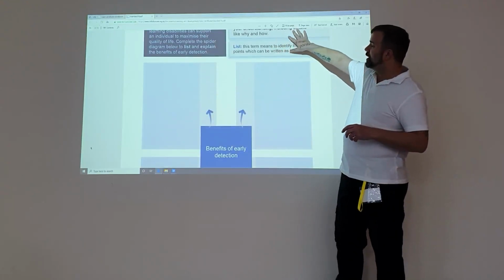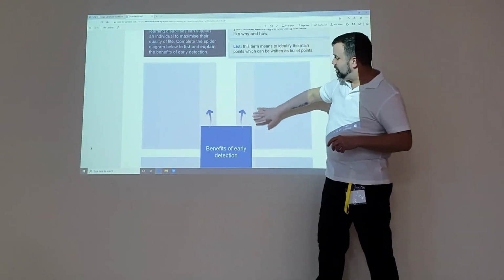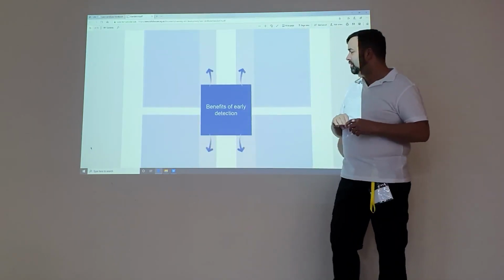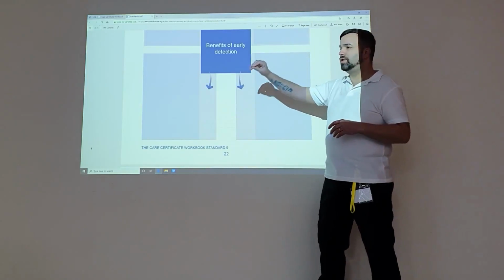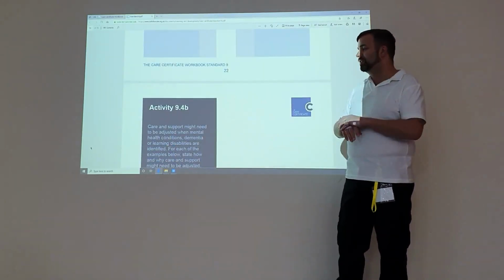Here it wants you to explain, and write a list, and as we go round, it's the benefits of early detection. So again, think about mental health, dementia, learning disability, and think about some of the things which would benefit.